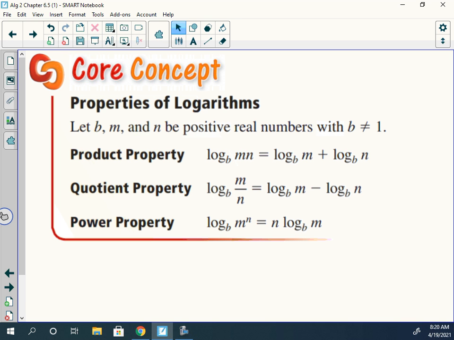Or if I have two logs with the same base that are being added together, we can put them back together with multiplication, with those being multiplied inside. The same thing is true with our quotient. If I have two things being divided inside of the logarithm, we can split them up with subtraction. And our power property, log base b of m to the n, is equal to n log base b of m. We can move that exponent out front.